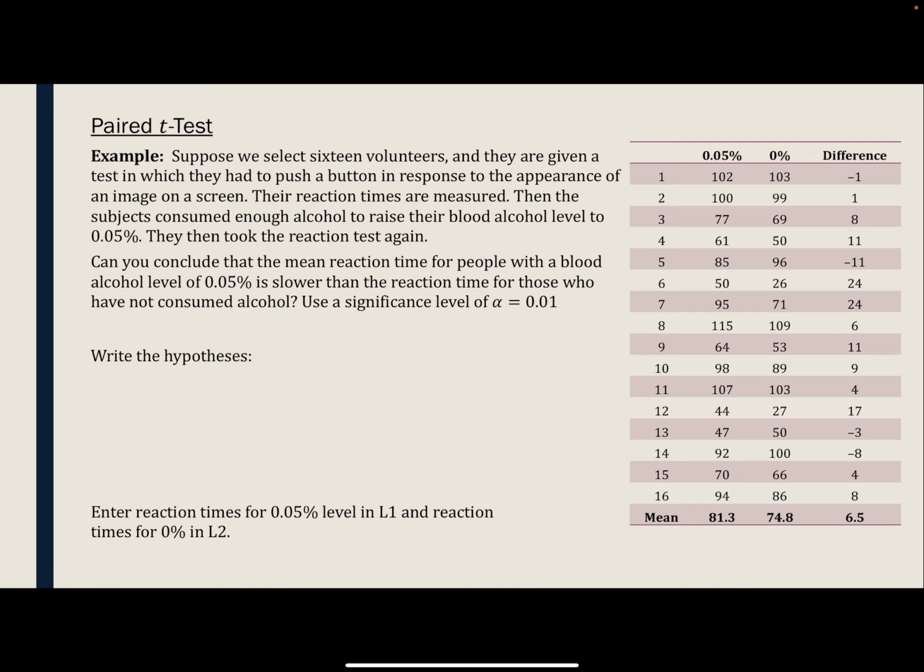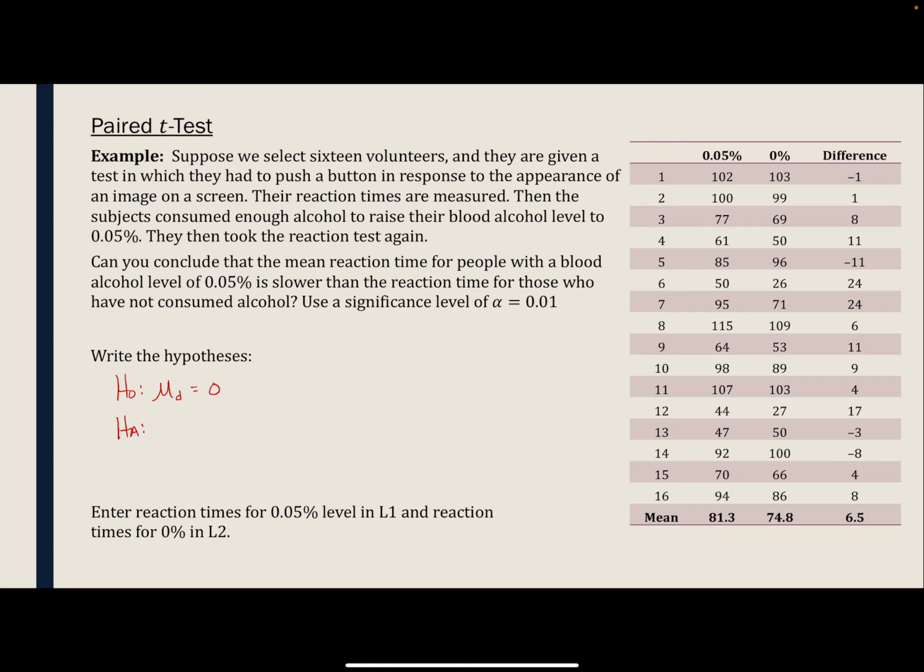So we're going to start off by writing the hypotheses. And just like when we did a two-sample t-test, the null hypothesis is always that there's no difference. Well, how do we express that when we're looking at one sample of the paired differences? We would say that mu sub d is equal to 0, right? That once you do all of those subtractions, this mean is 0.